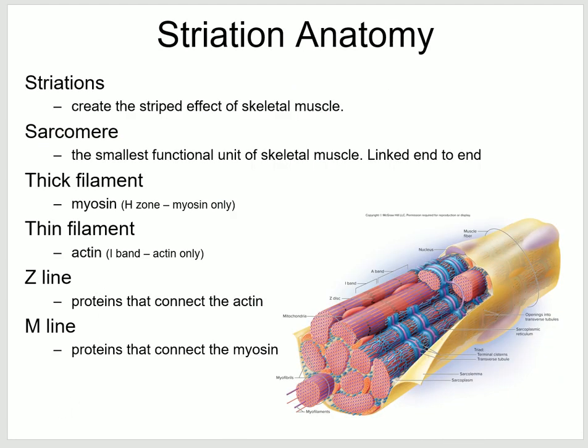Okay. Striation anatomy. So striations give muscle that striped appearance. If the striations are close together, then the muscle has contracted. If the striations are far apart, the muscle is relaxed. Sarcomere. Sarcomere is the smallest functional unit of skeletal muscle from end to end. Each sarcomere is its own contraction unit. So if you put a bunch end to end to end, then you create the whole muscle.